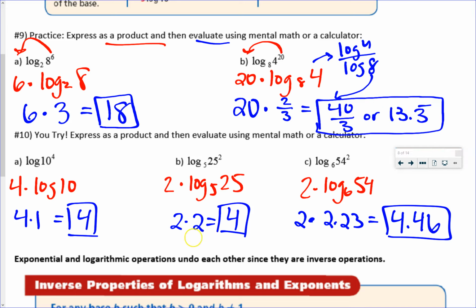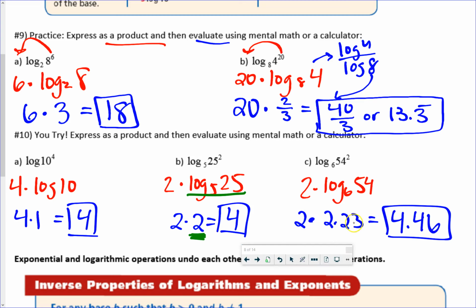This 2 right here, oh, wait for it. It might show up. Maybe not. To get the decimal of 2.23, what happened is I took this piece, calculator, I did log 54, and I divided it by log of 6. And that's where the 2.23 came from. And then we just multiply it with the power out front.